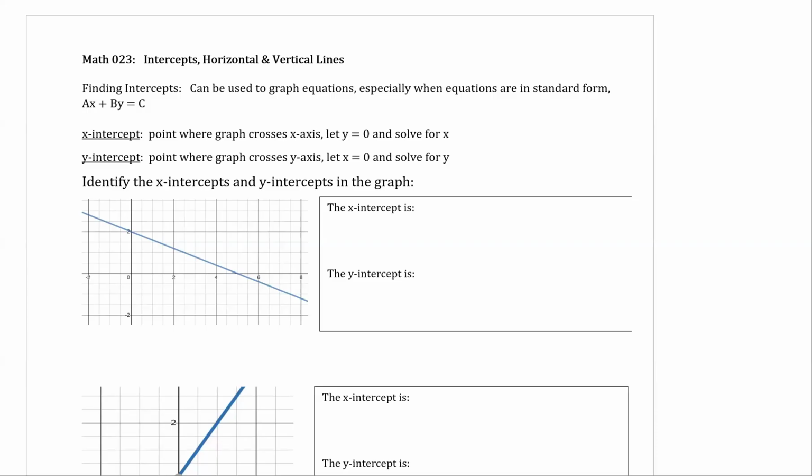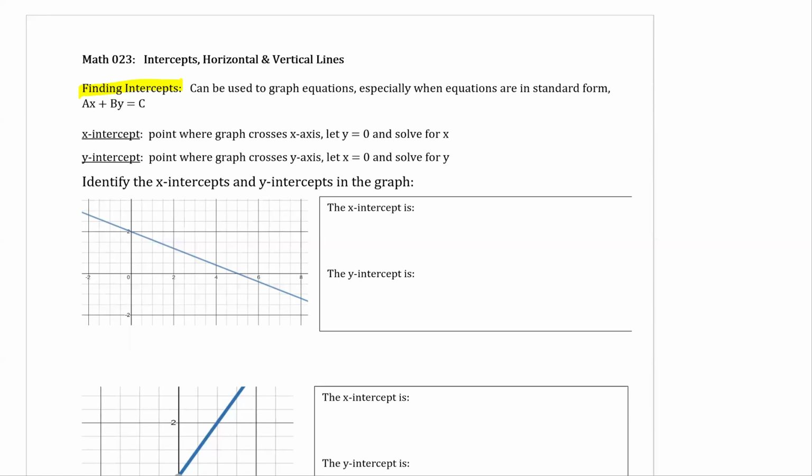Intercepts, horizontal, and vertical lines. First thing we're going to do is find intercepts. We can find intercepts and we can use these to graph, especially when the equation is in standard form, ax plus by is equal to c. Again, standard form is when x and y are on the same side.